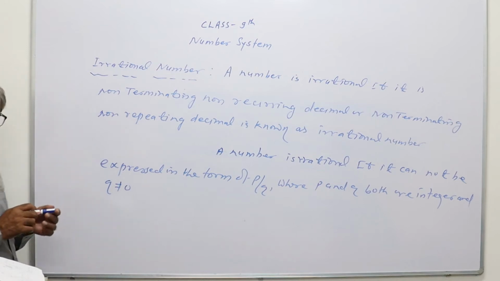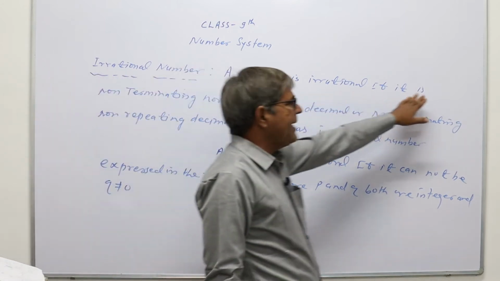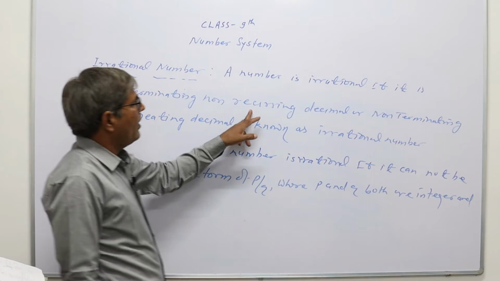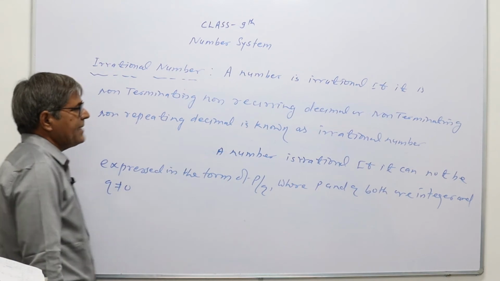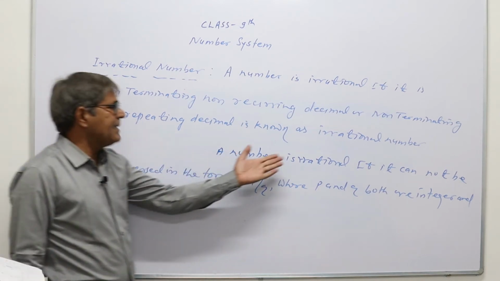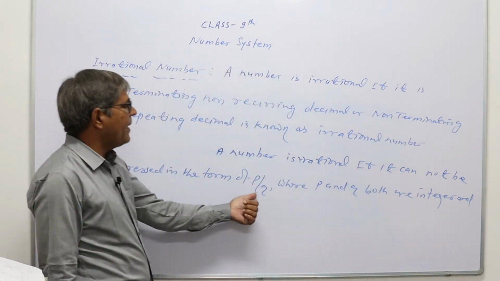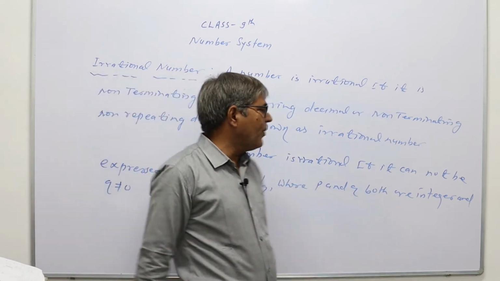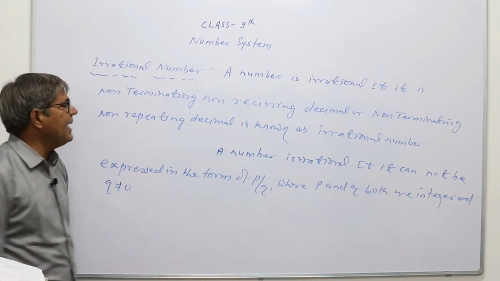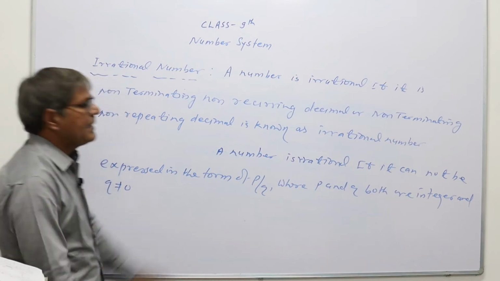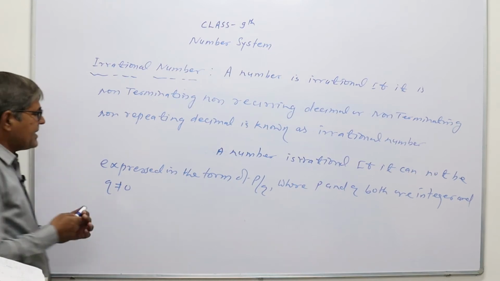So, an irrational number can be defined in two forms. A number is irrational if it is a non-terminating, non-recurring decimal, or non-terminating, non-repeating decimal, or if it cannot be expressed in the form p upon q, where p and q are integers and q is not equal to 0. If a number can be expressed in the form p upon q, then it is termed a rational number.